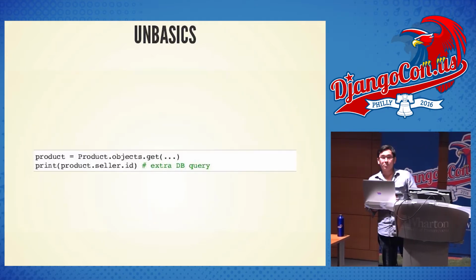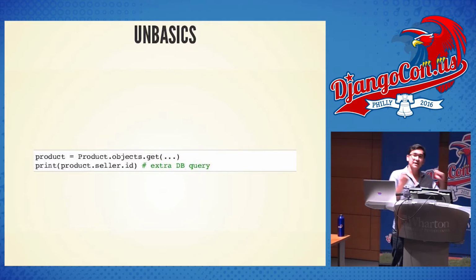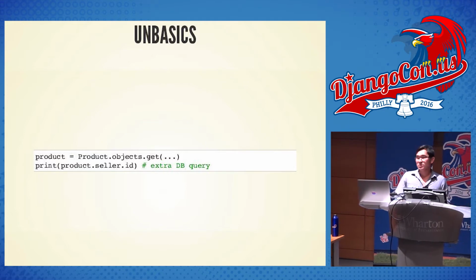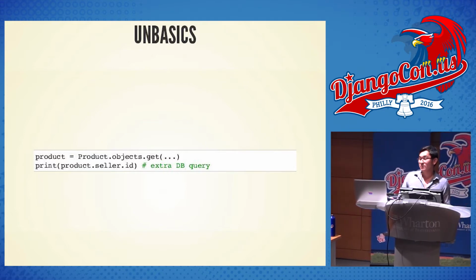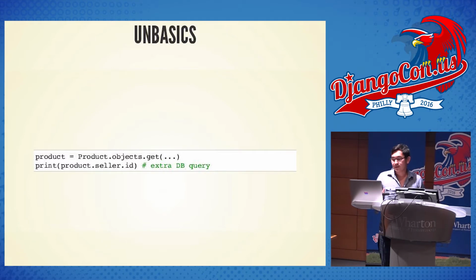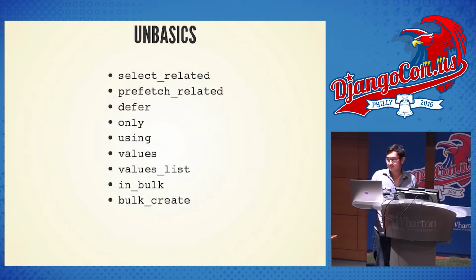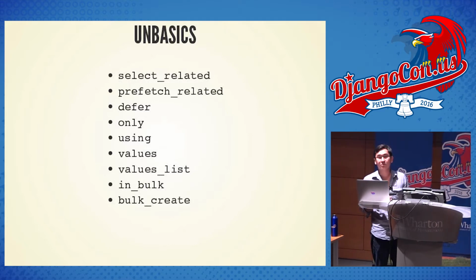You may or may not know that when you access a foreign key on an object, Django goes back to the database, does an extra query in order to populate the foreign key's information, right? So when we print the seller ID on a product, it takes not one but 2 queries in order to execute that print statement. And I should note the same thing happens with many-to-many and many-to-one reverse relationships, right?